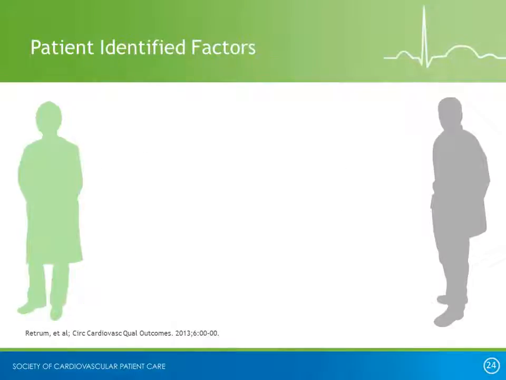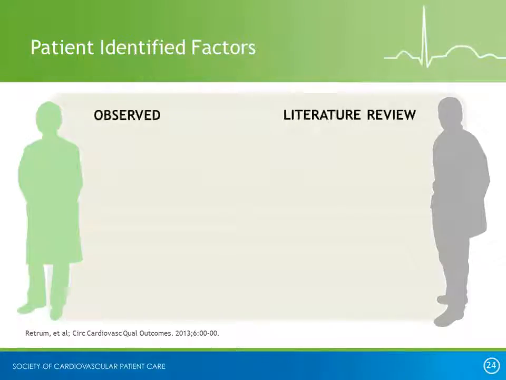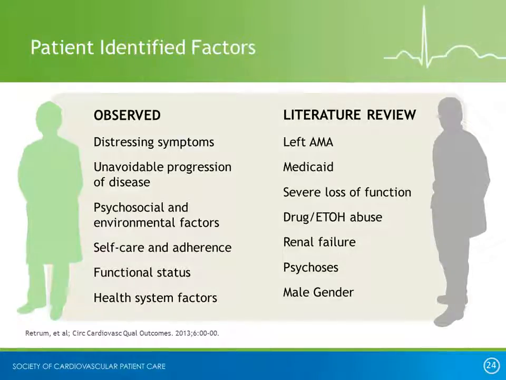This must be guideline-driven, evidence-based, and you must continually measure your outcomes and assess where you're making improvements and where further change can be made. When we look at patient-identified factors in the heart failure population, some observed factors would be distressing symptoms, unavoidable progression of disease, psychosocial and environmental factors, self-care and adherence, functional status, and health system factors or access to care.